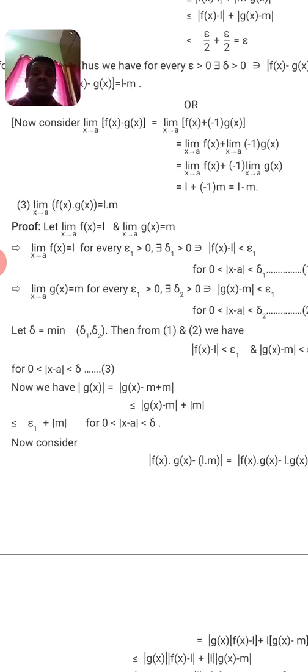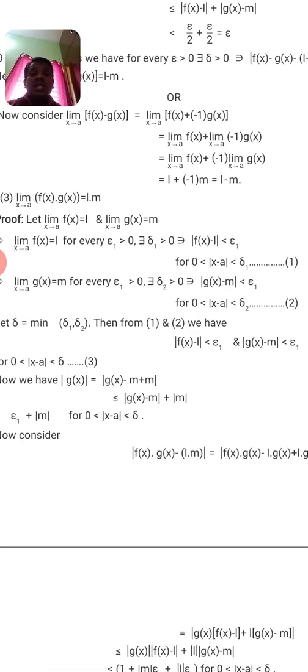Next, how to prove the third property, that is limit x tends to a of f of x into g of x is equal to L into m. First you write here: let limit x tends to a of f of x is equal to L and limit x tends to a of g of x is equal to m is given.